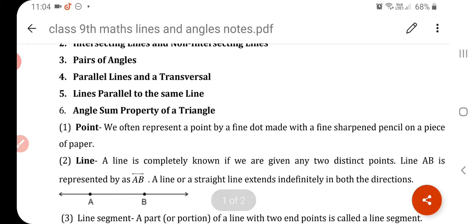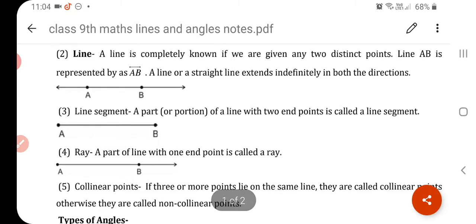What is a point? We often represent a point by a fine dot made with a fine sharp pencil on a piece of paper. Now what is a line? A line is completely known if we are given any two distinct points. Line AB is represented by the symbol you can see. A straight line extends infinitely in both directions.